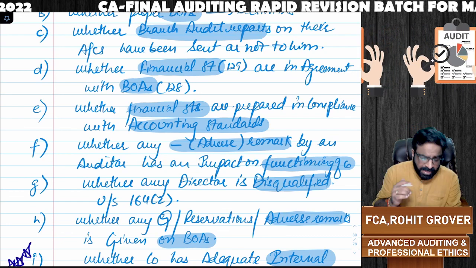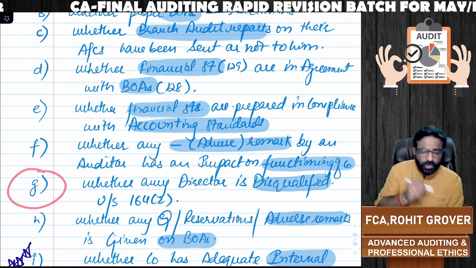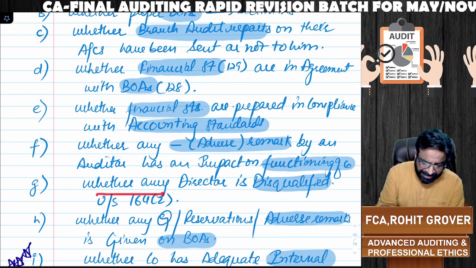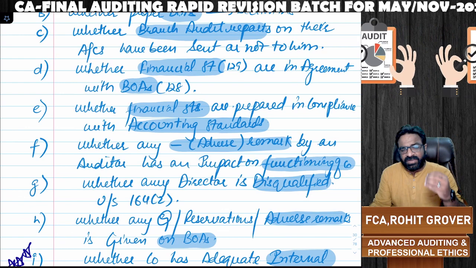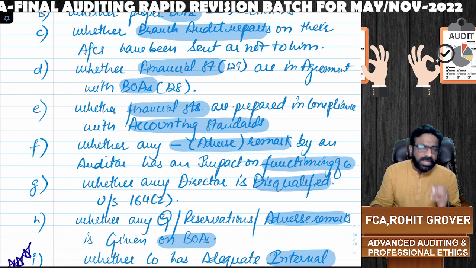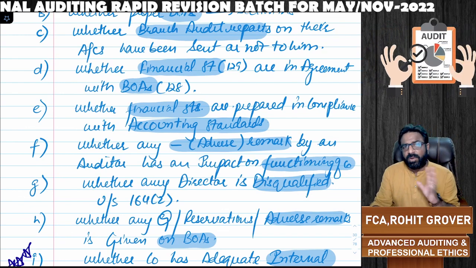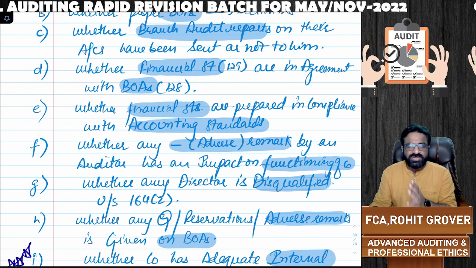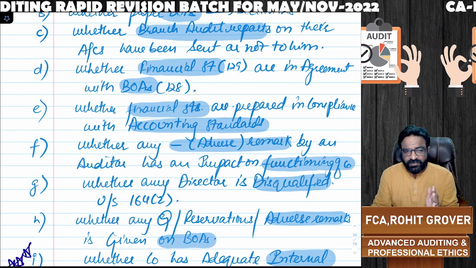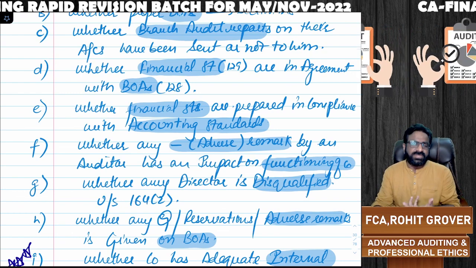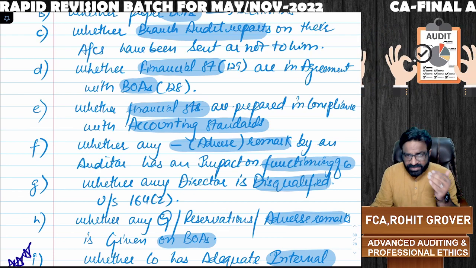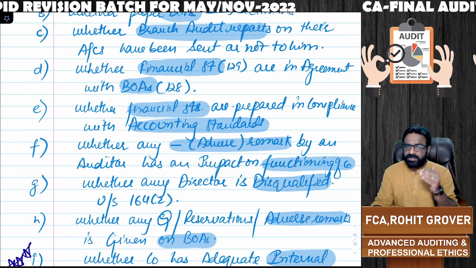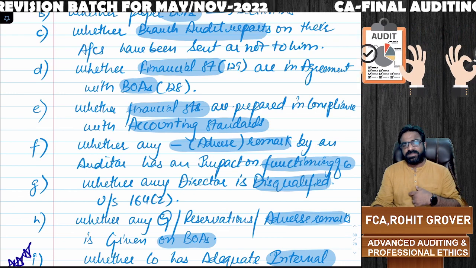Next, in clause G, you are reporting whether any director is disqualified under section 164 subsection 2 or not. If I'm not wrong, you have done this in Corporate and Allied Laws, where you have understood that section 164 talks about disqualifications. In that, there are some special disqualifications given under section 164 subsection 2.